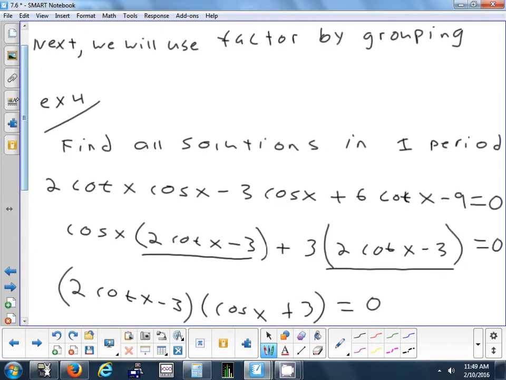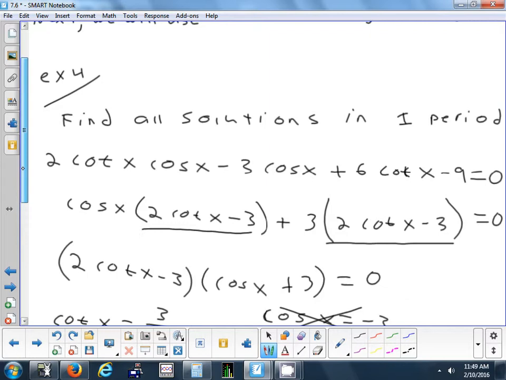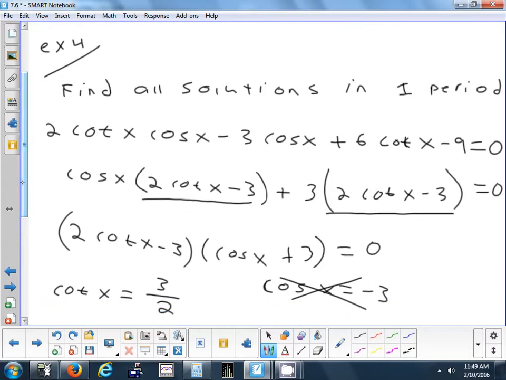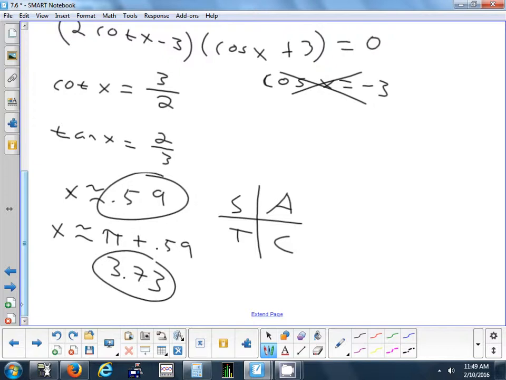Okay, let's make sure, was there any criteria? Find all solutions in one period. Okay, the period of this, well, I see a cosine, so the minimum the period can be is 2 pi. Okay, everything else is pi, 2 pi, 2 pi, pi. Okay, so the period here is 0 to 2 pi. These answers are between 0 and 6.28. So I'm good. Okay, questions on that one?